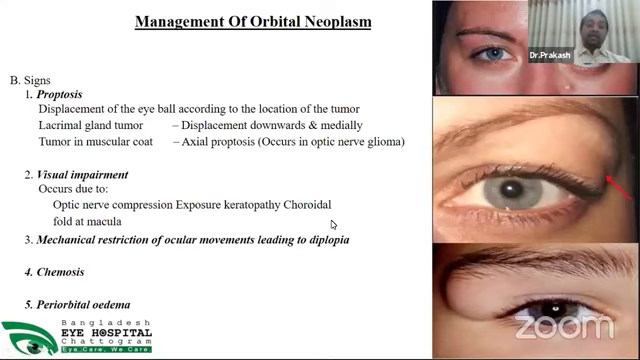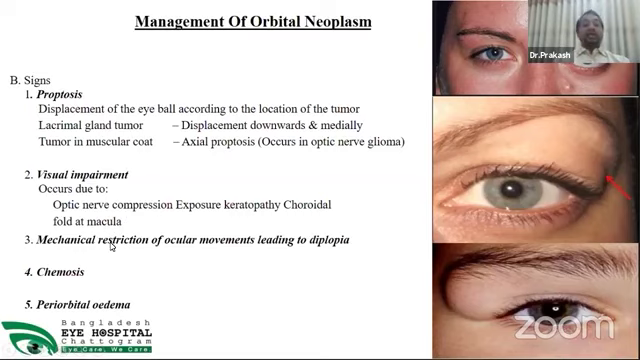And another is due to any neoplasm, an orbital growth that compresses from behind and causes folds in the macula. As we know, the macula is the most important part. Why is it so important? Because the cone photoreceptors are densely populated in the macula. The macula is the central part of the retina, so if it is affected, your vision will be compromised.